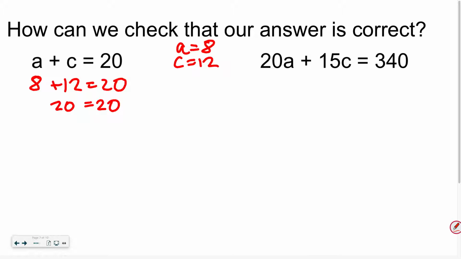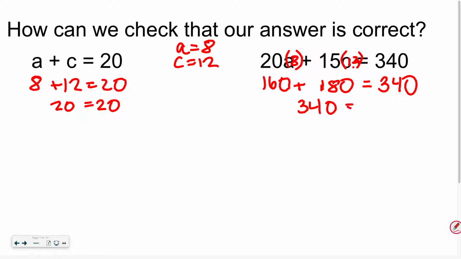How much did we spend on adult tickets? 160. How do you know 160? Multiply 20 by 8 tickets, $20 each, 160. How much did we spend on children's tickets? 180. How do you know 180? Multiply the 15 times 12. Yeah, $15, 12 tickets. Does 180 and 160 combine to give us 340? Yes, it does. So we know that our variables work in both equations.